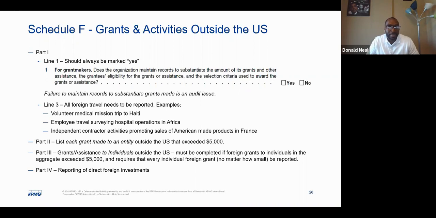In Part 2, each grant made to an entity outside the U.S. that exceeded $5,000. Part 3 is grants or assistance to individuals outside the U.S. And then Part 4 is reporting of any direct foreign investments. So if you are an organization that happens to be heavily involved with alternative investments and you're receiving K-1s from those alternative investments, you definitely have to pay attention to those K-1s that you're receiving, because those K-1s may have some form of reporting. I'm not going into detail here in regards to it, but if you happen to file Form 926, Form 8865, Form 8621, anything that deals with foreign investments, then you would have to complete Part 4.